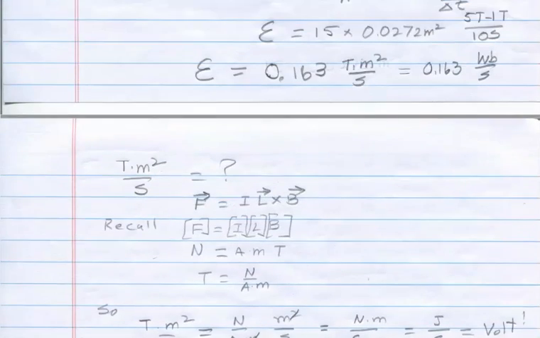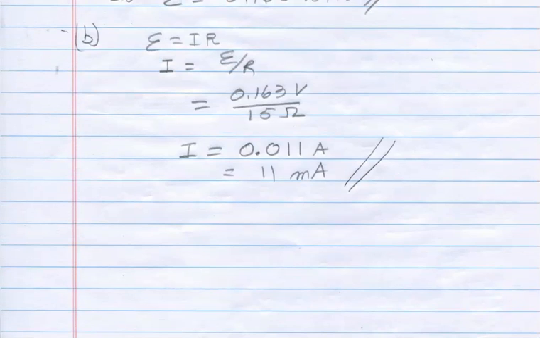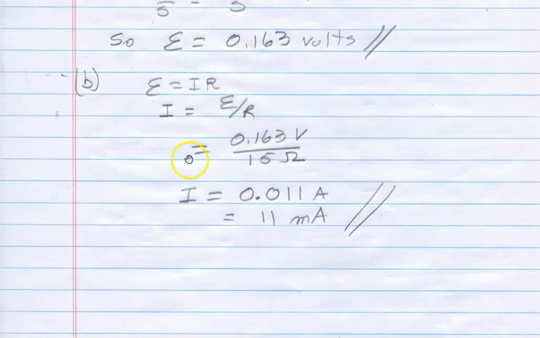If I now want to know what the current is, what's the magnitude of the current, I know the voltage, 0.163 volts from part A, and the resistor was 15 ohms, and so I can divide that out to get 0.011 amps or 11 milliamperes.